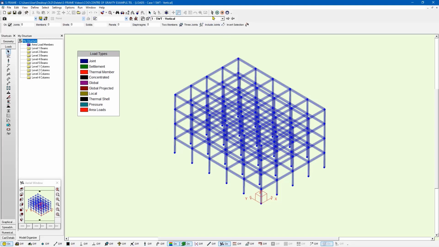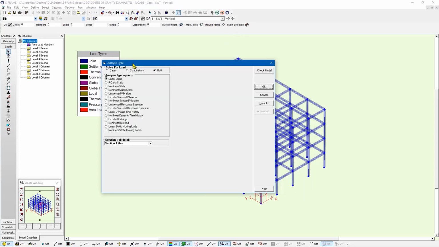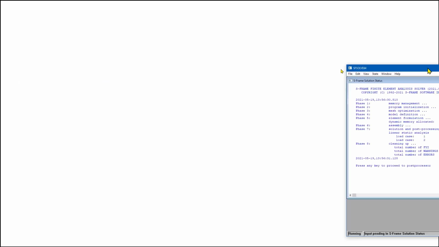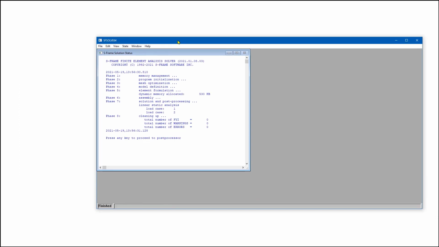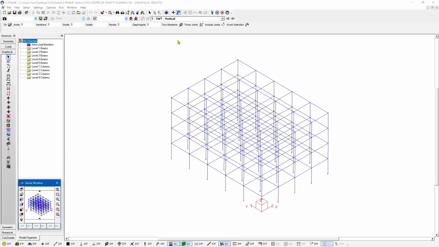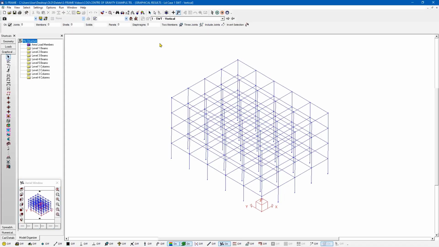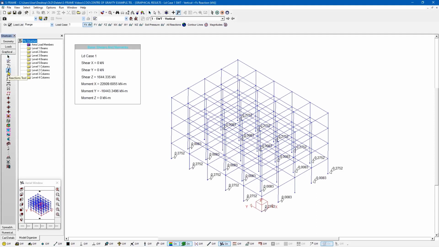So now at this stage, I could run the analysis. I'm going to go Analyze, and I'm going to run a linear static analysis. And we should get a clean solution. The first thing I want to do is look at the results. Here I'm going to look at the reaction loads, using the reaction tool.